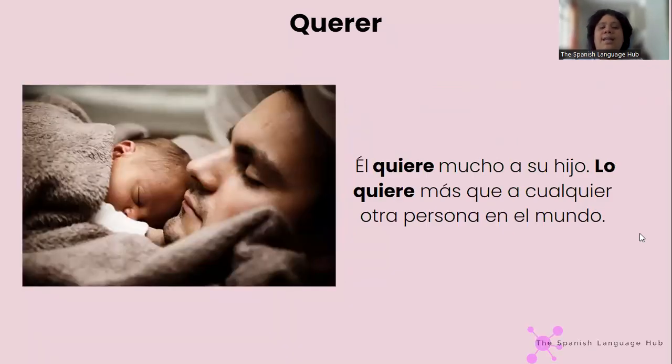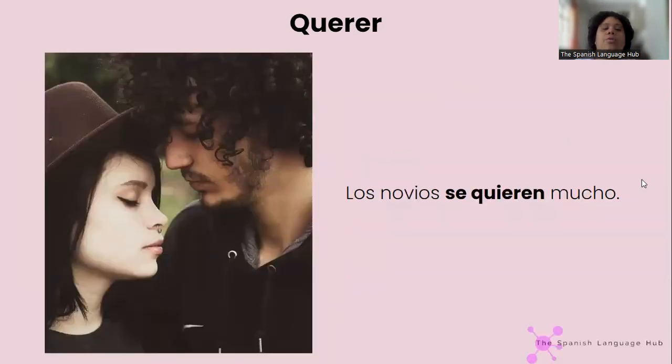Examples: "Él quiere mucho a su hijo, lo quiere más que a cualquier otra persona en el mundo." So, he loves his son very much. He loves him. Now that "lo" is substituting "hijo." "Lo quiere mucho," loves him more than any other person in the world. "Los novios se quieren mucho." This is each other. The couple, los novios, the couple love each other.